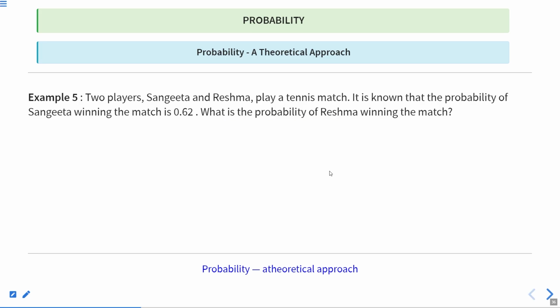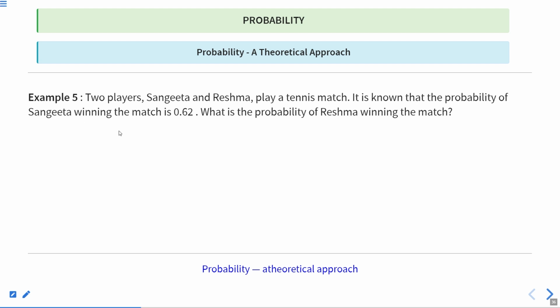In this lecture we'll continue probability, a theoretical approach. In our previous lecture we started probability, a theoretical approach, and we studied some theoretical approaches for finding probability and saw some examples. In this lecture we will first discuss an example on this topic.